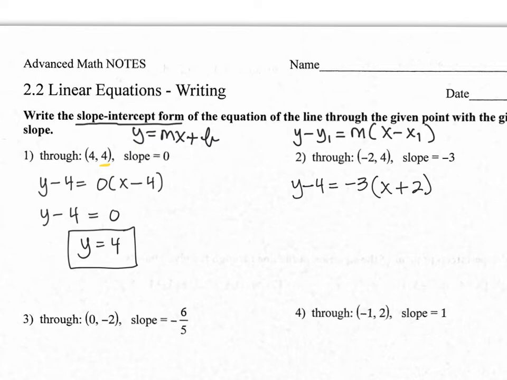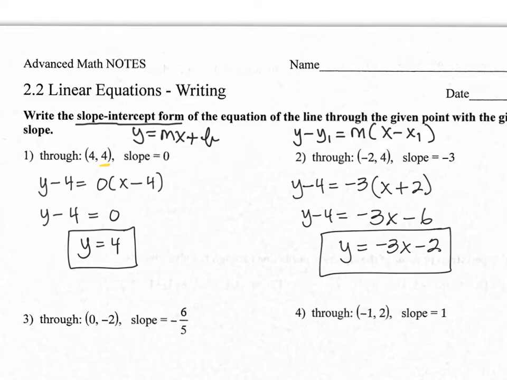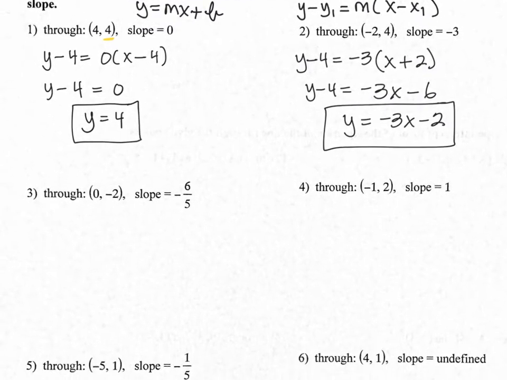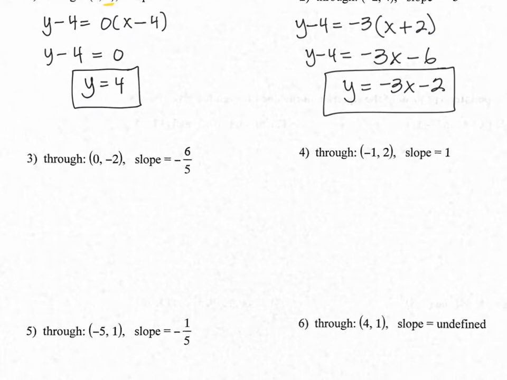And now we just got to clean this up and get it into slope-intercept form. So we've got distributive property right there. So negative 3x minus 6, and then we add the 4. So what is that? Minus 2, I believe, yeah. All right, so there's number 2. And all of this is basically the same thing. We're just doing it over and over, to let you see lots of different examples.